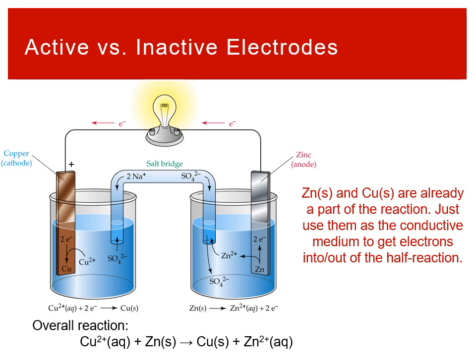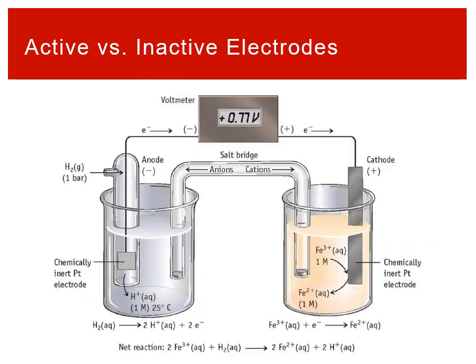So if we look at, say, our zinc and copper situation, they were already part of the reaction, so we just use them as the conductive material. There's metals, they're reactants, products, whatever it is. They get electrons into and out of the reaction. They're doing what they need to do.